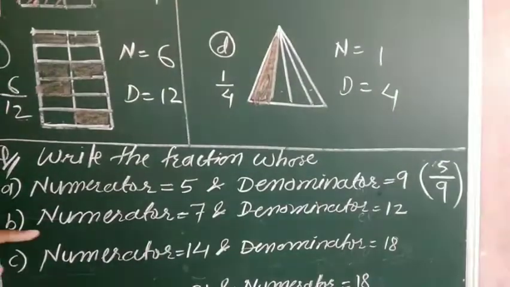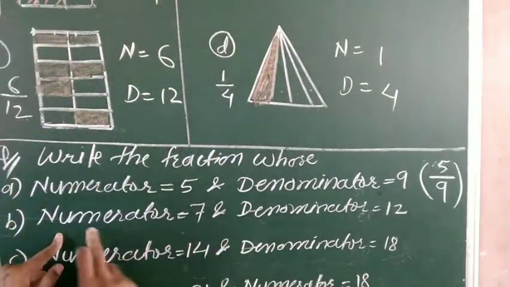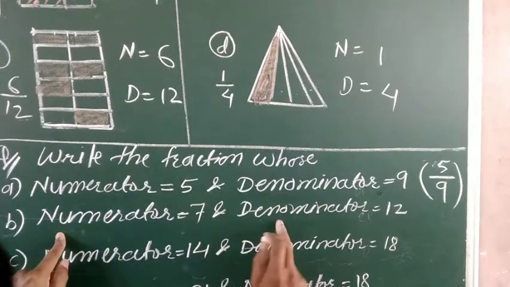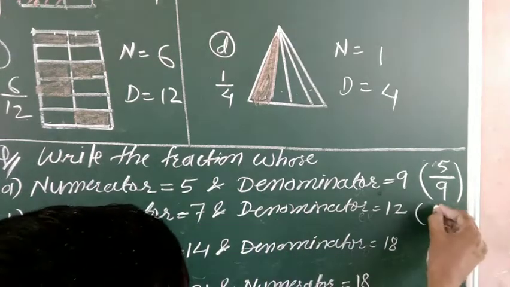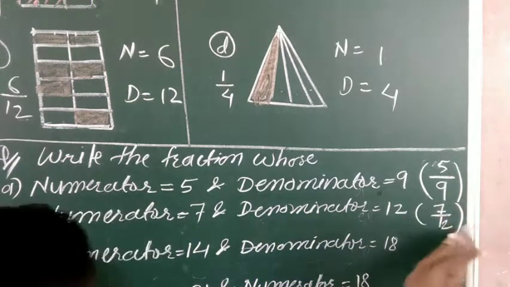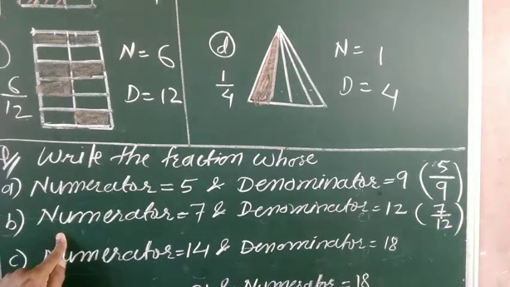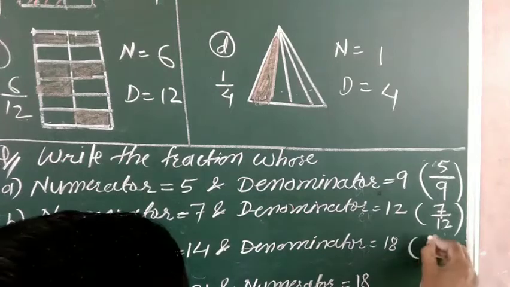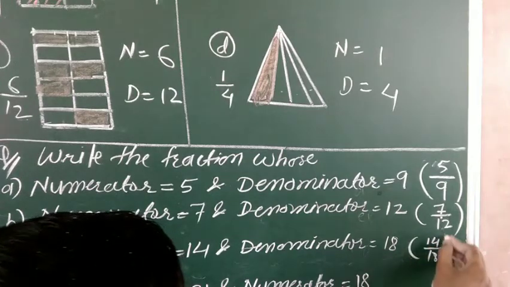Okay? Same way here, numerator upper में आएगा बेटा, upper part numerator 7 and denominator 12. So here you can write 7 by 12. Then see, numerator 14 and denominator 18. So again it is 14 by 18.